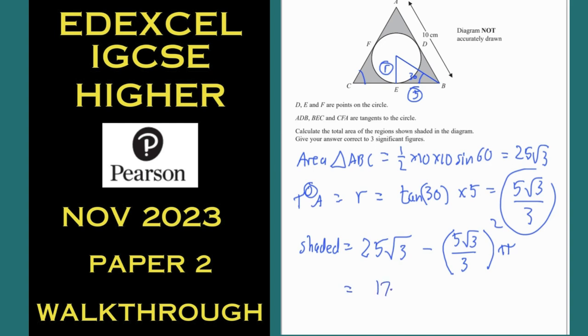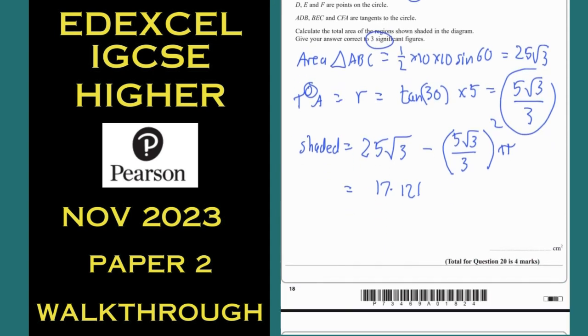I got 17.1213. Answer to 3 significant figures, please. So 17.1. On we go.